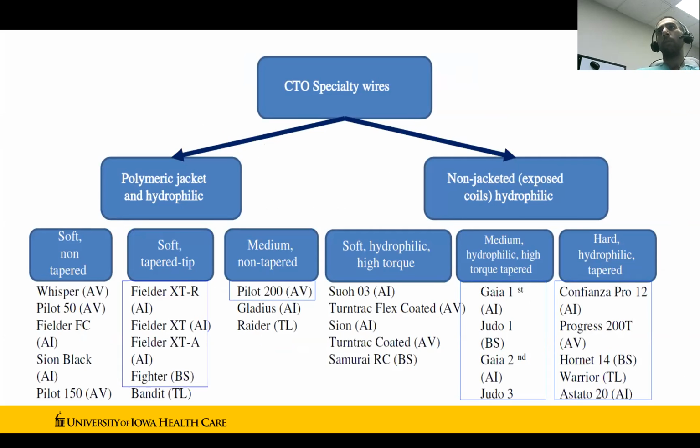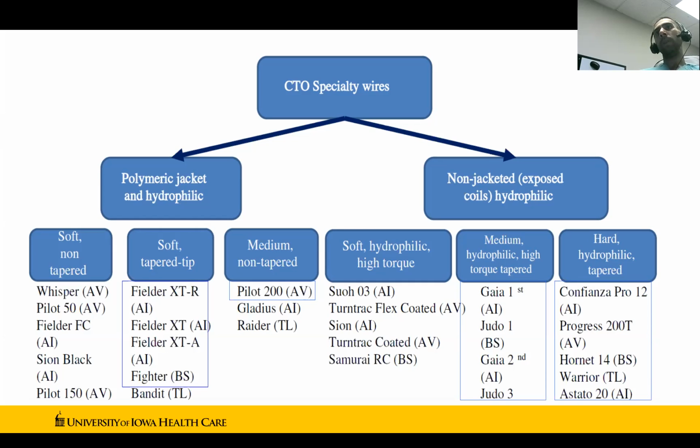Starting off with antegrade wire escalation, if you're starting a CTO program, the first thing that you have to invest in is a lot of specialty wires. Specific wires that you develop a comfort level with. So I've highlighted the ones that we use here at the U. Besides the Samurai RC, which is our workhorse wire, I tend to use soft taper tip wires for antegrade wire escalation, which are either the Fielder family or the Fighter family of wires.